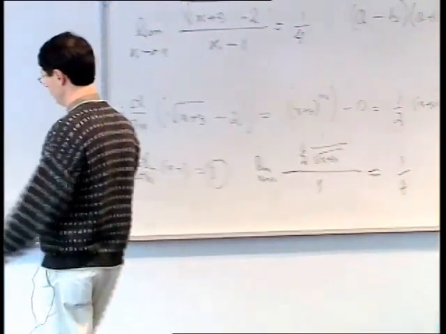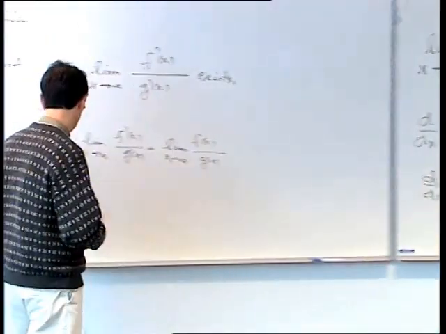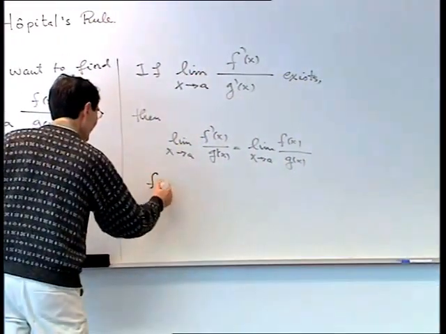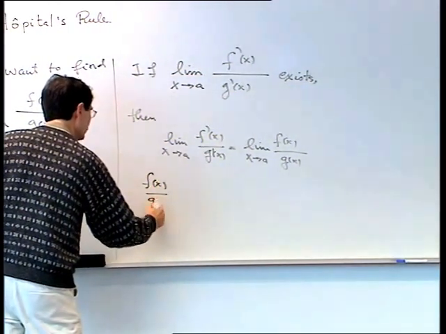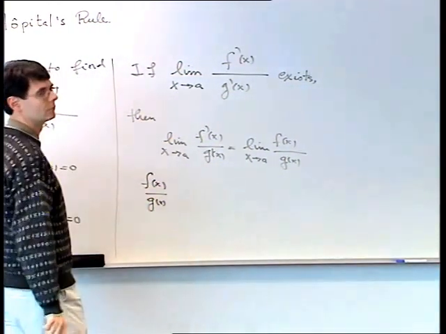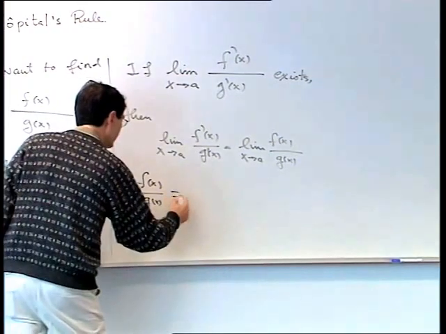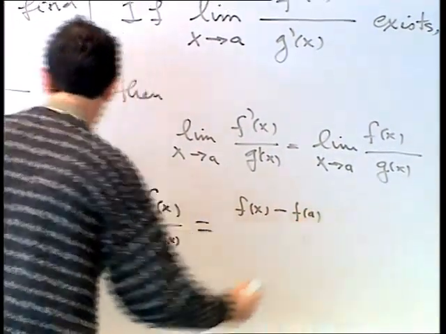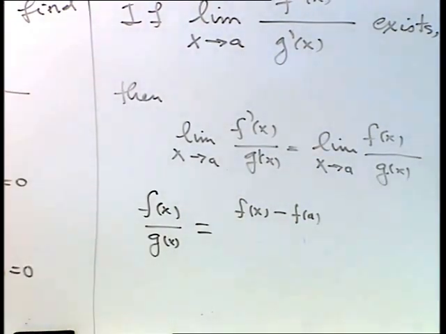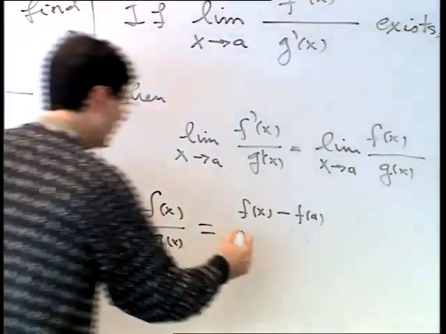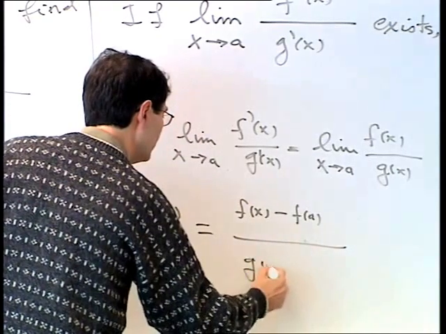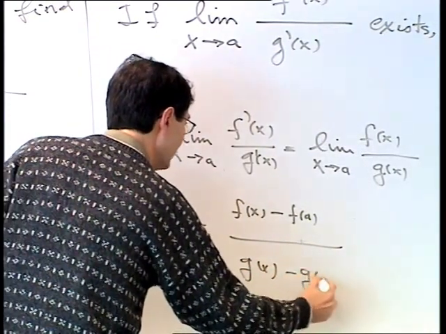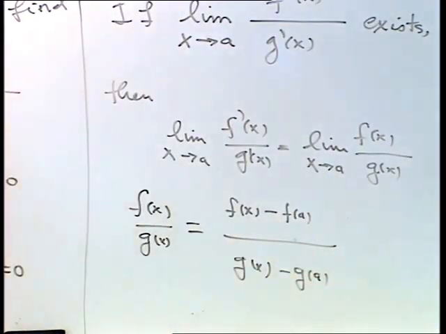Why would it be true? Because you do this. Look. F of x divided by g of x. Now, it's the same thing as f of x take away f of a. F of a is 0, right? Divided by g of x take away g of a. Because g of a is 0.